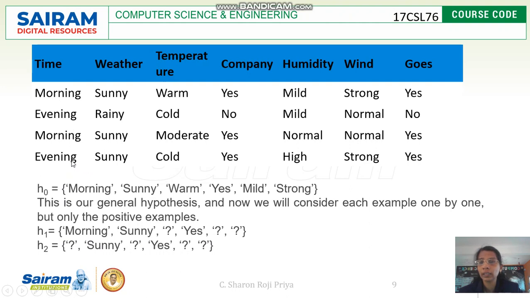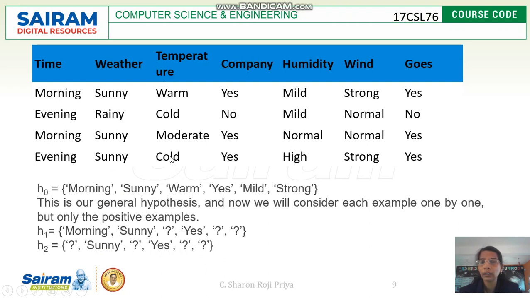Check the next instance with this hypothesis, right? Again, it is a positive example, so I'll be considering this. The first attribute of this instance is evening. In the hypothesis, it is morning. Evening, morning, both are different. So in the hypothesis, I put a question mark. Sunny, sunny, both are same. So I have written sunny.